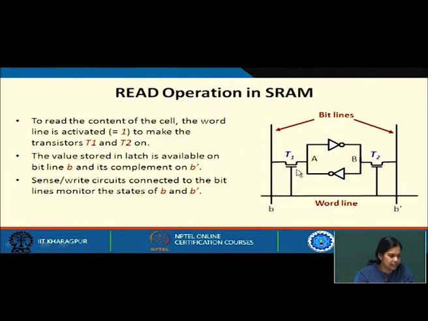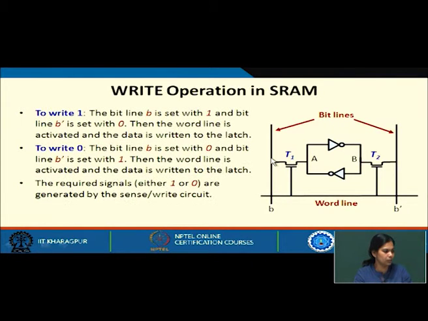Activating the word line, transistors T1 and T2 will be on. Whatever data is in A will be available in B, and whatever data is in B will be available in B bar. Similarly, a sense or write circuit connected here will sense the value, and accordingly transfer it to the data lines.